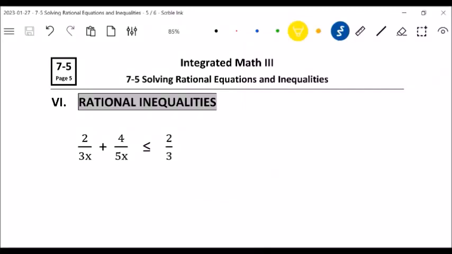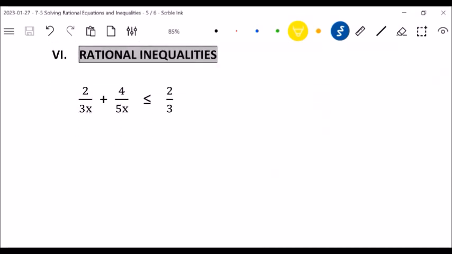Rational inequalities. For these, there's a different thing to do than if it was just equal. You do actually solve it as if it was equal at some point. But what we are also going to do here is verify regions or areas where the answers could be, because there are numerous answers that make this true. There are numerous x's that would make the left side less than 2/3. Only one will make it equal, but lots of other answers will make it less than.